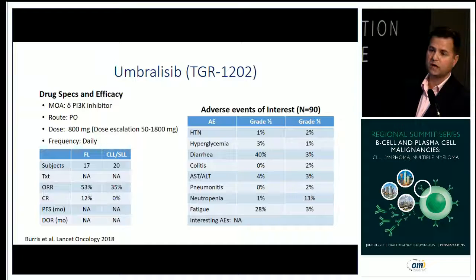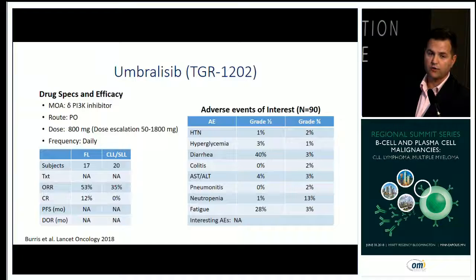The interesting thing here to pull out is the AE profile of the 90 patients treated, again, in a dose escalation study. Diarrhea was seen there. And so diarrhea is becoming a common theme where you see 30 to 40% grade 1, 2 diarrhea in the class. The colitis, there was only 2% grade 3, 4 colitis. AST/ALT total 7%, and fatigue 28% grade 1, 2, and grade 3, 4, 3%.